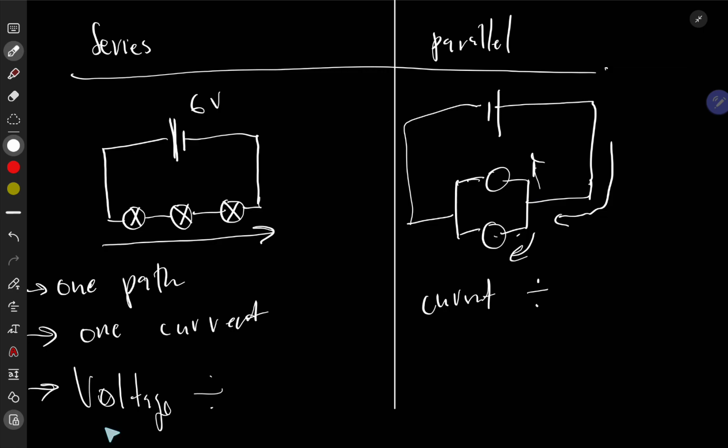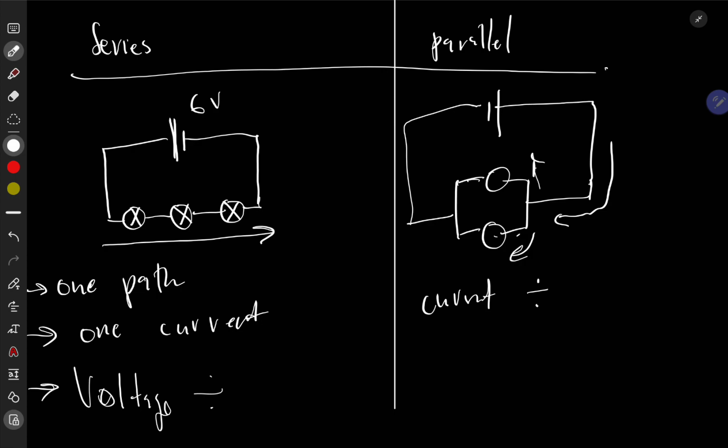And voltage, take voltage as some sort of energy. If they were linear like this, if this one takes some energy, this will take another energy, and whatever remains will go here. So in series we divide voltage, and here we divide current. Also, if this one dies, this one won't die. That's a nice thing. The current also will divide according to the inverse of their resistance.